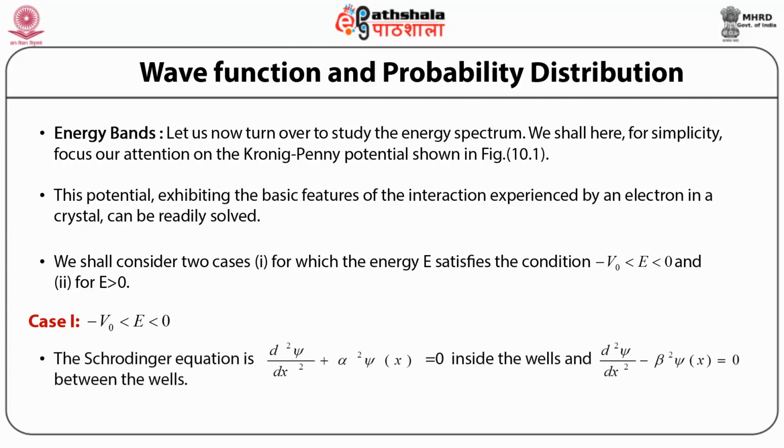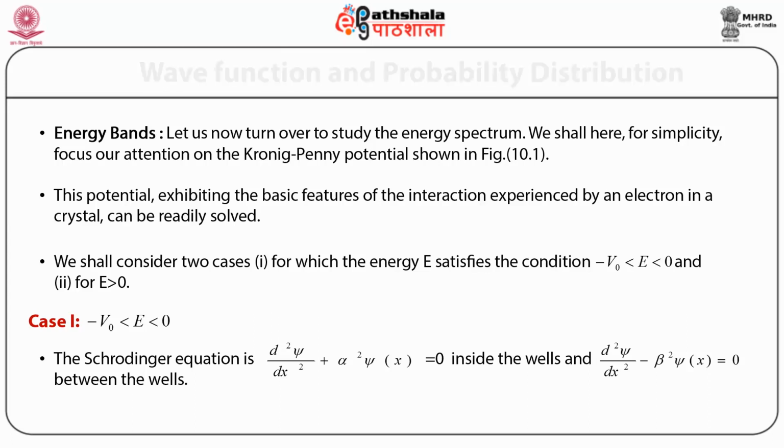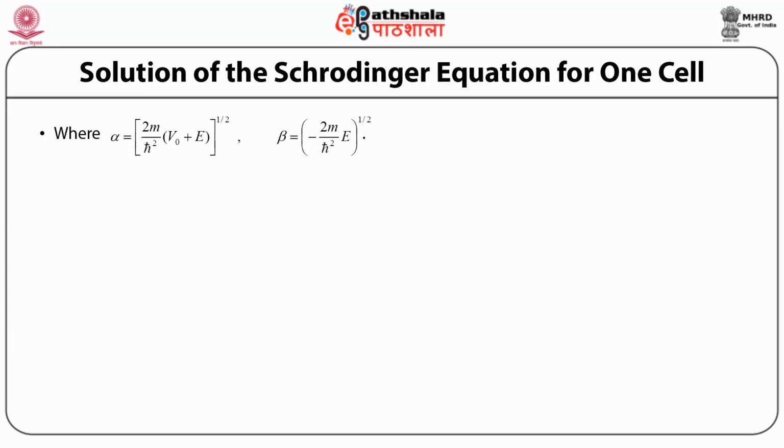The Schrodinger equation is d2 psi by dx square plus alpha square psi of x is equal to 0 inside the wells, and d2 psi by dx square minus beta square psi of x is equal to 0 between the wells, where alpha is equal to the square root of 2m by h cut square into V naught plus E, and beta is equal to the square root of minus 2mE by h cut square.